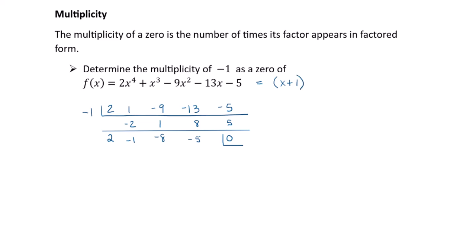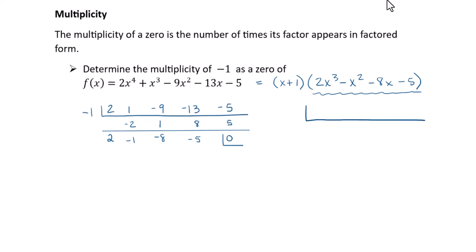We've taken out a factor of x plus 1, so the quotient is now 2x cubed minus x squared minus 8x minus 5. Now, when I look at this, I can go ahead and see if negative 1 might also be a zero of this polynomial, the quotient that's left over. So let's run our synthetic division again.